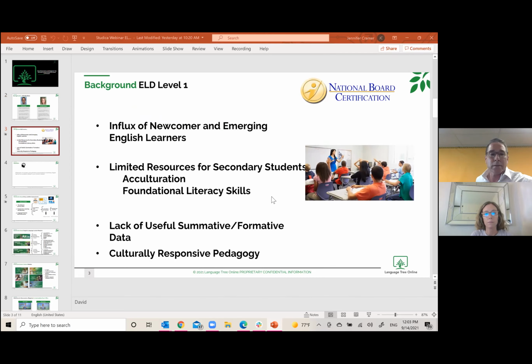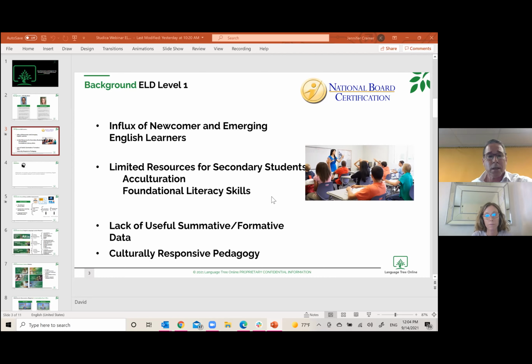First and foremost, I think it's important to recognize that we've had an influx of our newcomer or beginning or emerging English learners across the United States, coming from very different backgrounds, but nonetheless equally important around being able to educate them. In the secondary schools, there's been a limited number of resources, especially around acculturation. So our students that are coming from very diverse backgrounds, understanding how the US American school culture works, helping them feel connected, some of those socio-emotional aspects that are so incredibly important for our students, but considering that acculturation process. Additionally, foundational literacy skills.